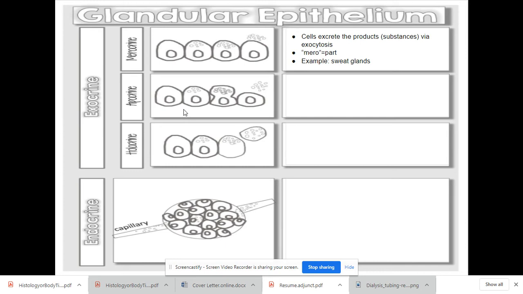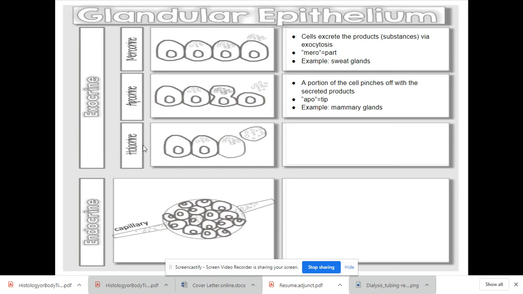The apocrine glands get rid of their substance by a portion of the cell pinching off with the product that's in it. So it gathers here, it starts pinching, and whatever little container that has those substances, it dissolves and just dumps out the substance. And this would be, apo means tip because it forms a tip at one end of the cell and then dumps it off. An example is the mammary gland. This is the gland that produces milk in a pregnant and nursing mother.